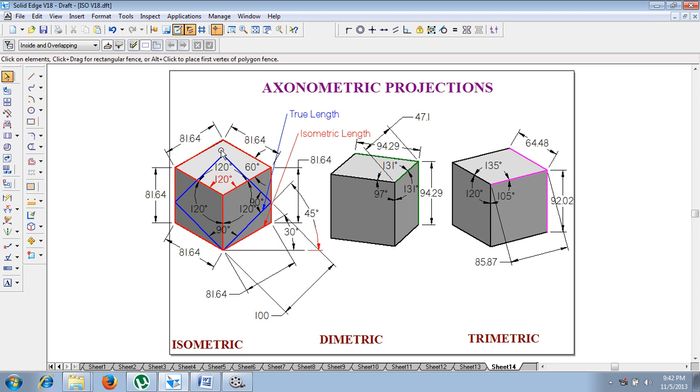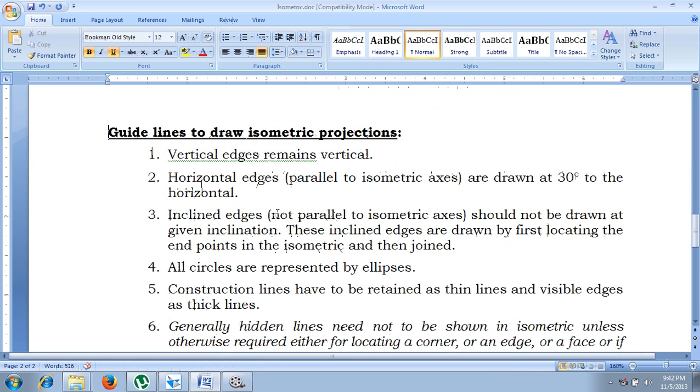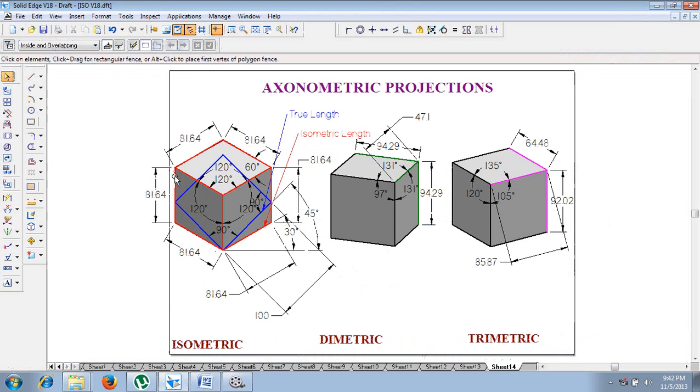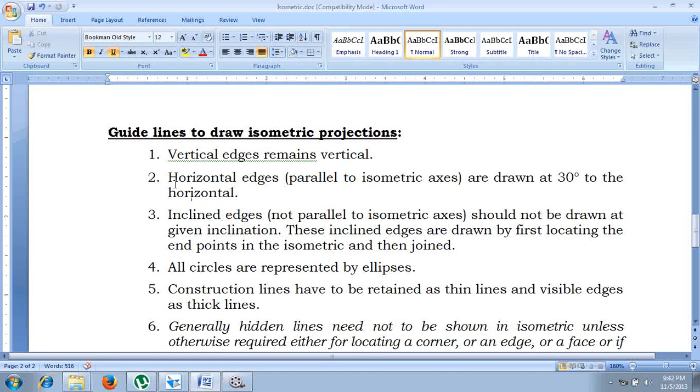Now to draw these cubes in isometric projections, we have to follow some general guidelines. Which are the general guidelines? Now you can see the vertical edges remain vertical. What are the vertical edges? Now you can see the red colored lines 1, 2 and 3 are the vertical edges here. In the same fashion, the second point is horizontal edges, which are parallel to the isometric axis or drawn at 30 degree to the horizontal.